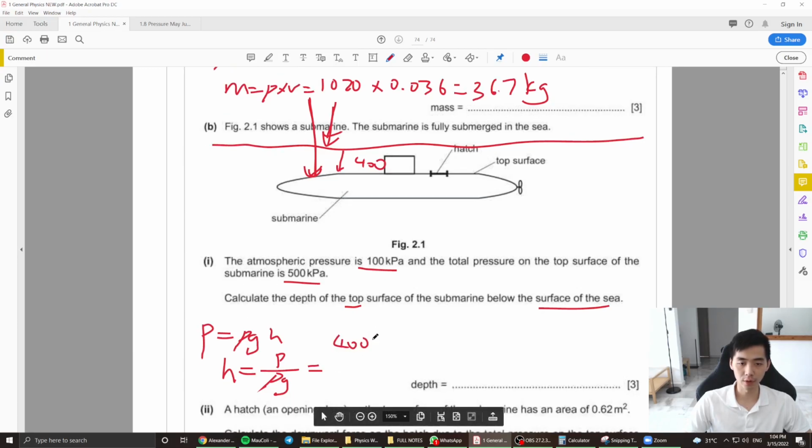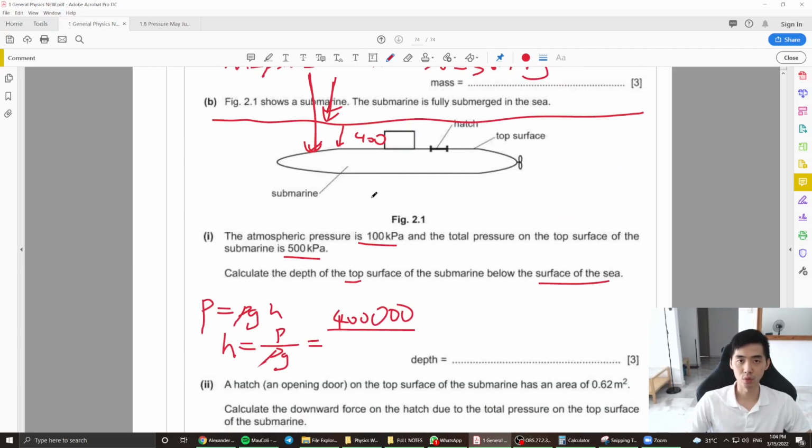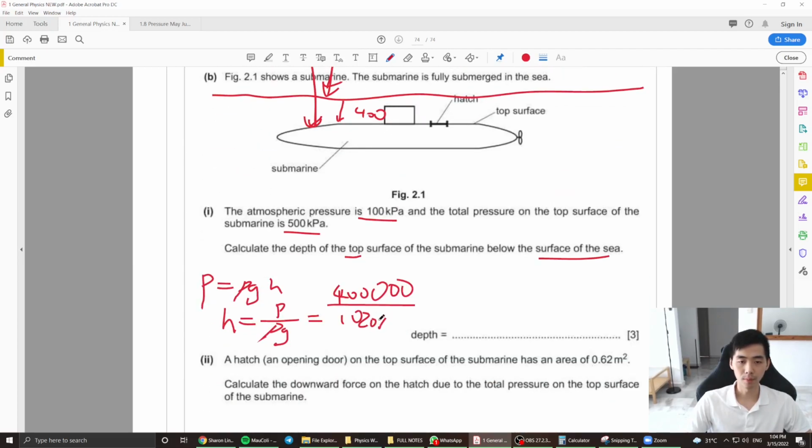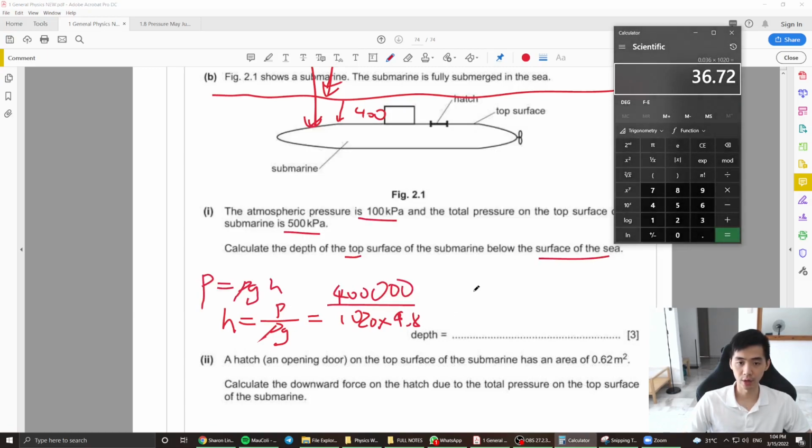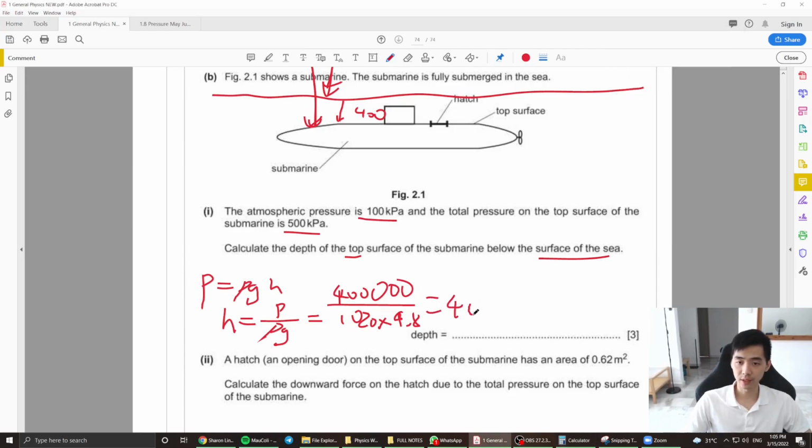So it's 400,000 Pa divided by the density, which was 1020, multiplied by gravity, which is 9.8, right? So press that in the calculator. 400,000 divided by 1020 divided by 9.8. You're going to get a depth of exactly 40 meters here.